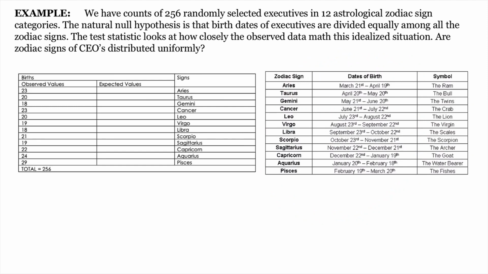The test statistic looks at how closely the observed data match this idealized situation. Are zodiac signs of CEOs distributed uniformly? What does uniformly mean? All the same, right? People who wear uniforms all dress the same. They're going to use that word a lot. When they use that word, that means chi-square goodness of fit, equal proportions. Sometimes they might just say, are they the same, or distributed similarly?